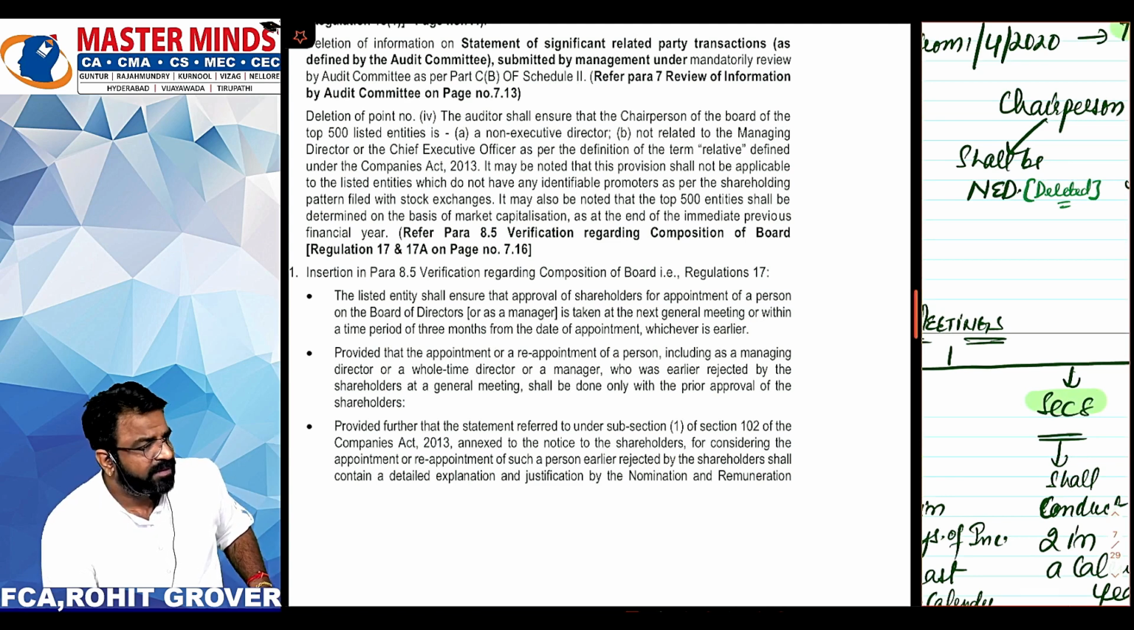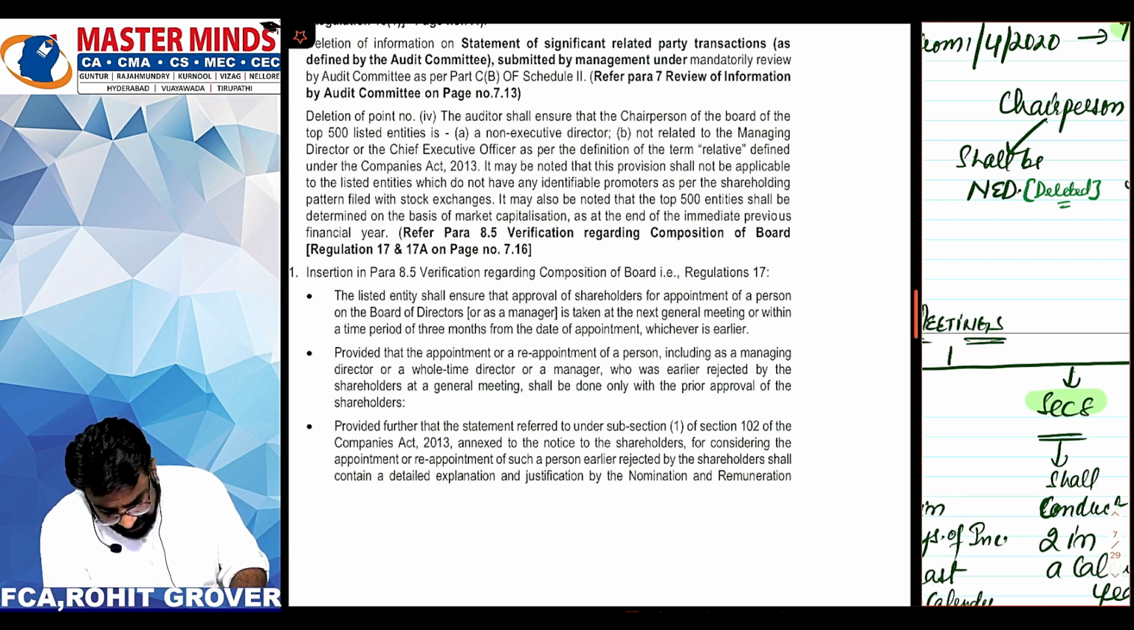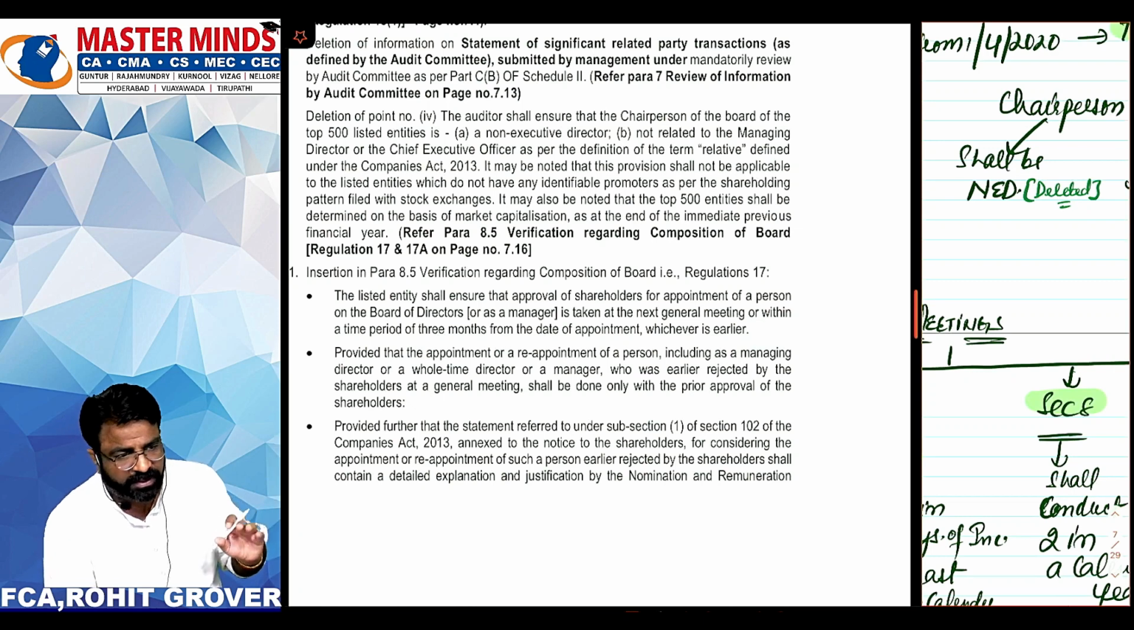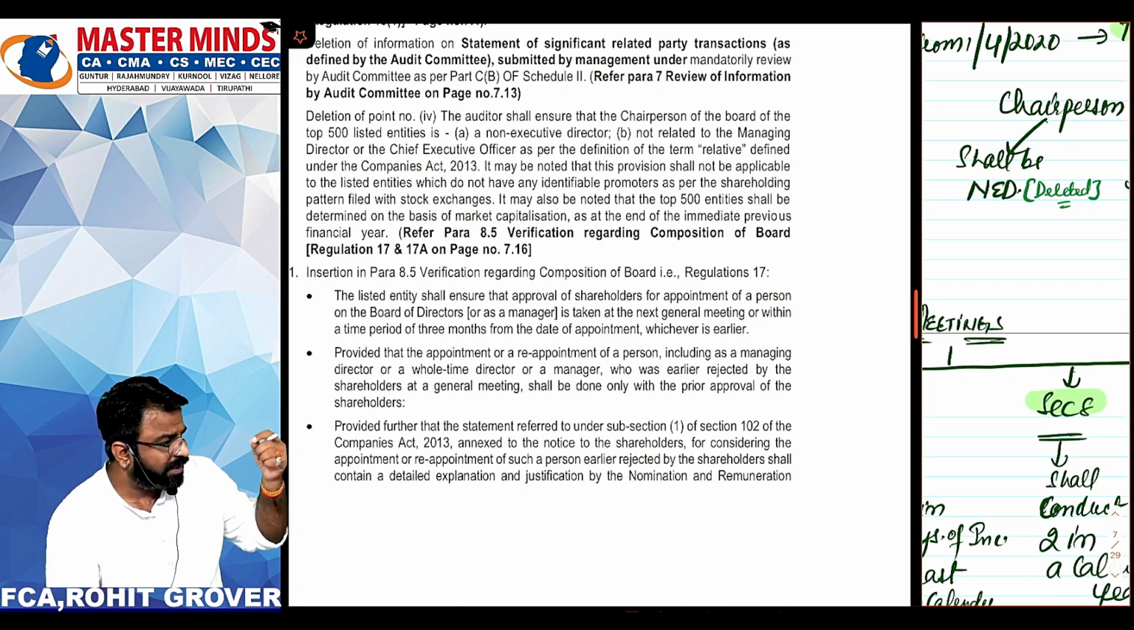So don't unnecessarily trouble yourself. Just simply write that the permission has to be taken in the next AGM or next GM or the 3 months, whichever is earlier. So this has to be added in some extra points relating to the composition of the board. Okay? First we'll understand the amendment, then I'll make you write these notes.